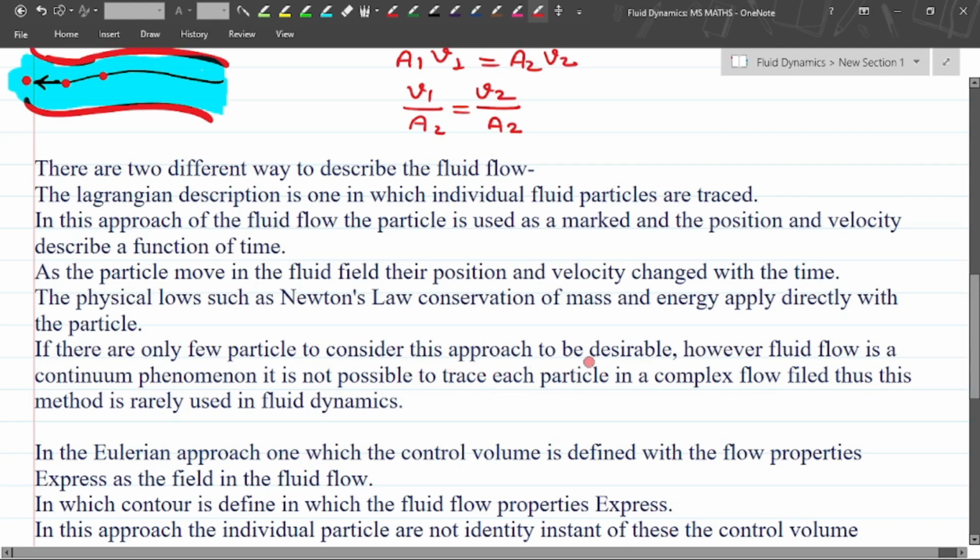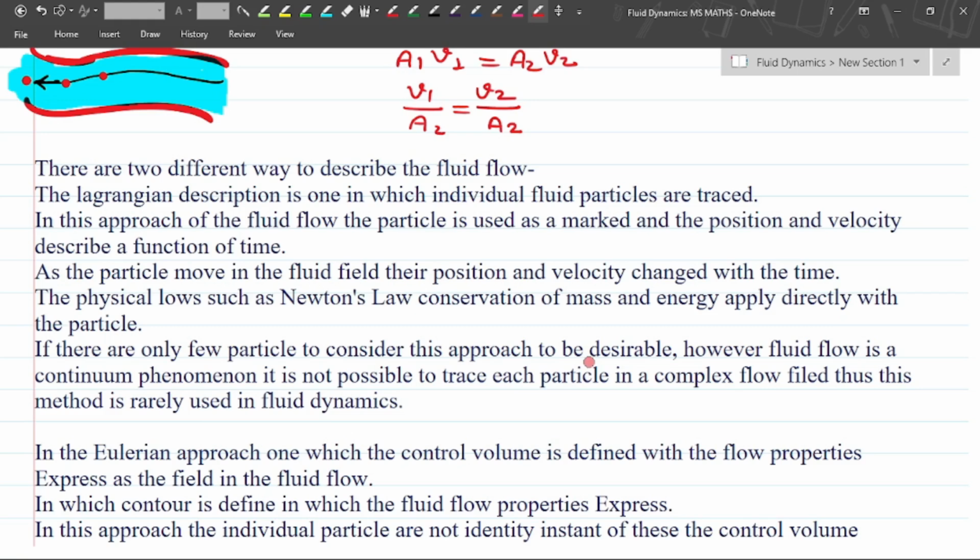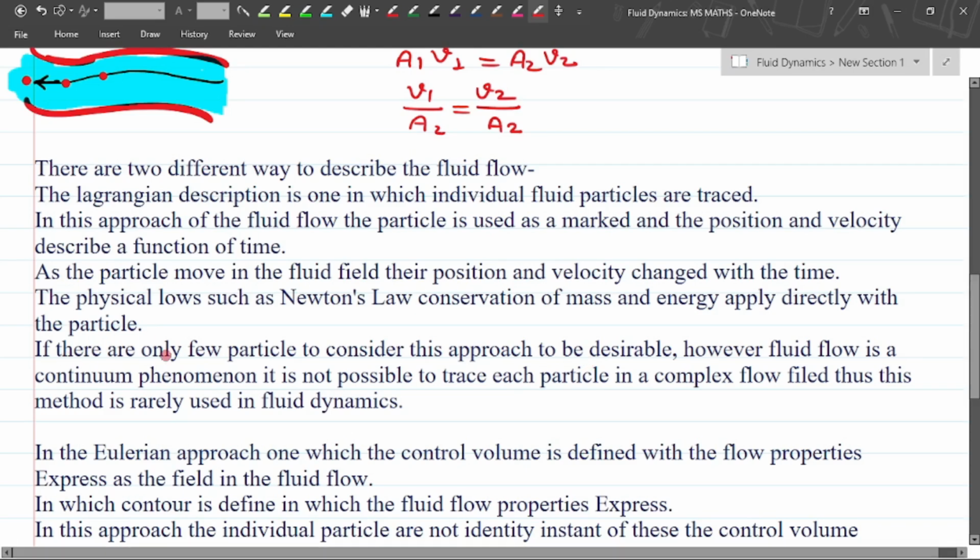Basically, we know that in a fluid there are no countably many points. There are uncountably, infinitely many points, infinitely many particles. So we can't consider them one by one or individually in that fluid. So this approach is used rarely. If there are only a few particles to consider, this approach is desirable.